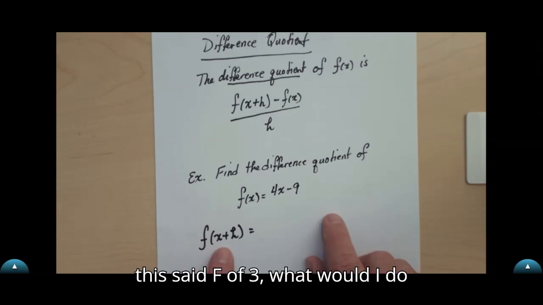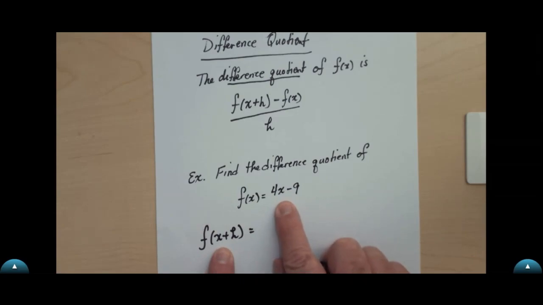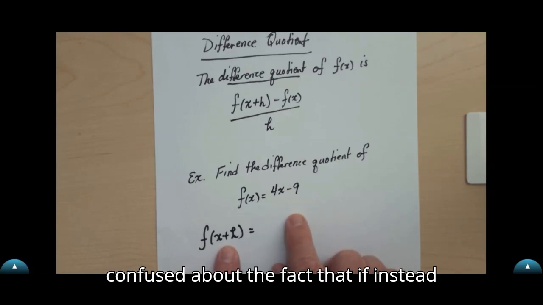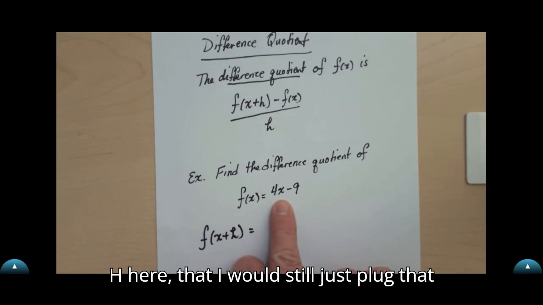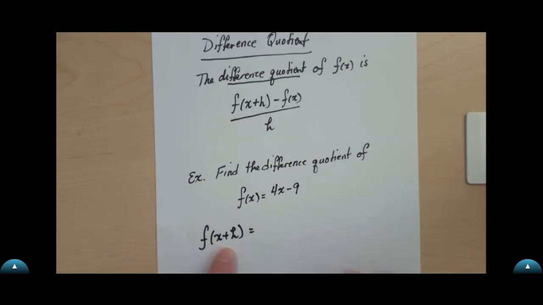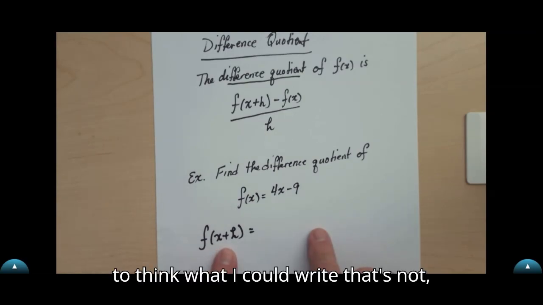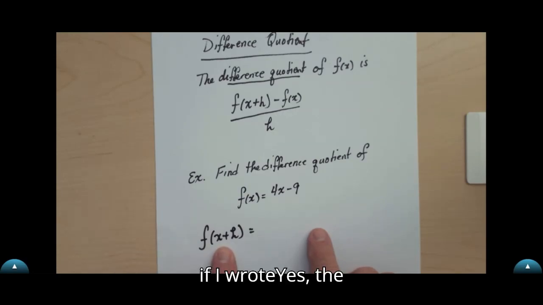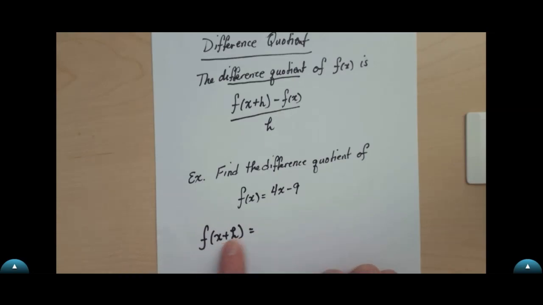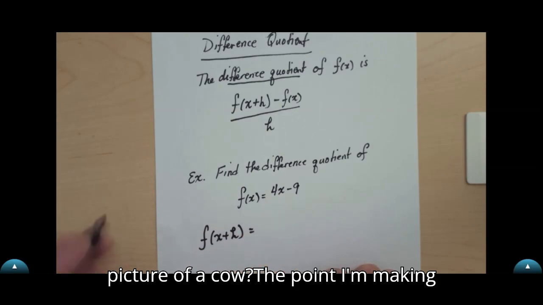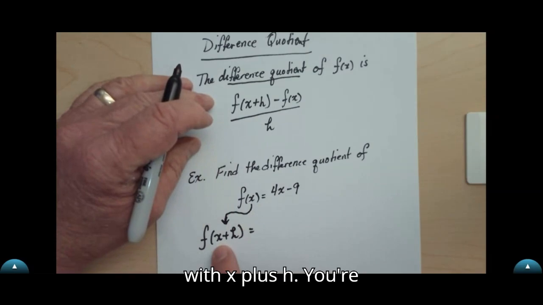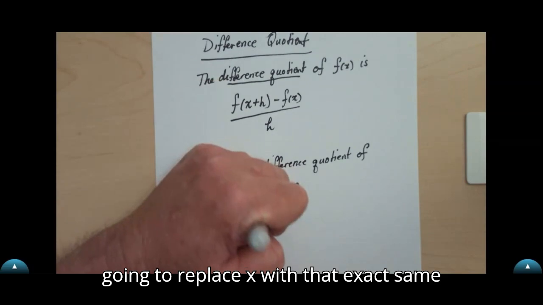What if this said f of 3? What would I do here? Wouldn't I just plug 3 in place of x? Then why do y'all keep being confused about the fact that if instead of a 3 being here, there's an x plus h here, I would still just plug that x plus h in place of x? What's the difference if I write the number 3 here, or if I wrote the word yes here, then wouldn't I just replace this x with yes? If I put a little picture of a cow here, wouldn't I replace this x with a little picture of a cow? The point I'm making is when you have a function f of x, it does not matter what you replace x with. In this case, we replaced it with x plus h. You're going to replace x with that exact same thing on the other side as well.